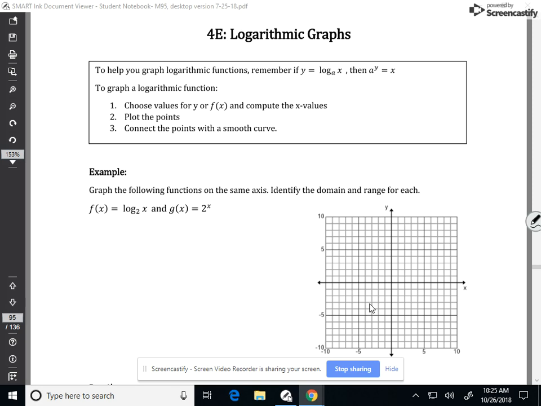So to help you graph logarithmic functions, remember that if y equals log base a of x, then a to the y equals x. So to graph the logarithmic function, you want to choose values for y, or f of x, and then compute your values for x. You want to plot the points and then connect the points with a smooth curve. So we're going to graph the following. We're going to do f of x and g of x.